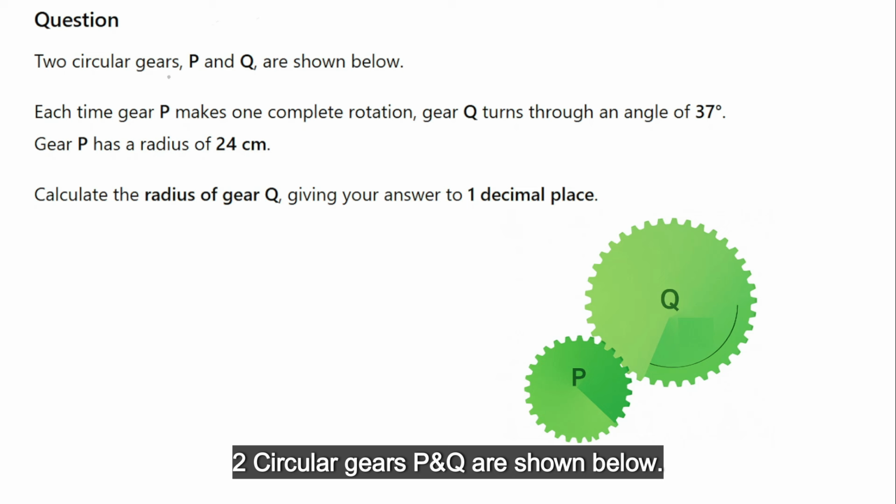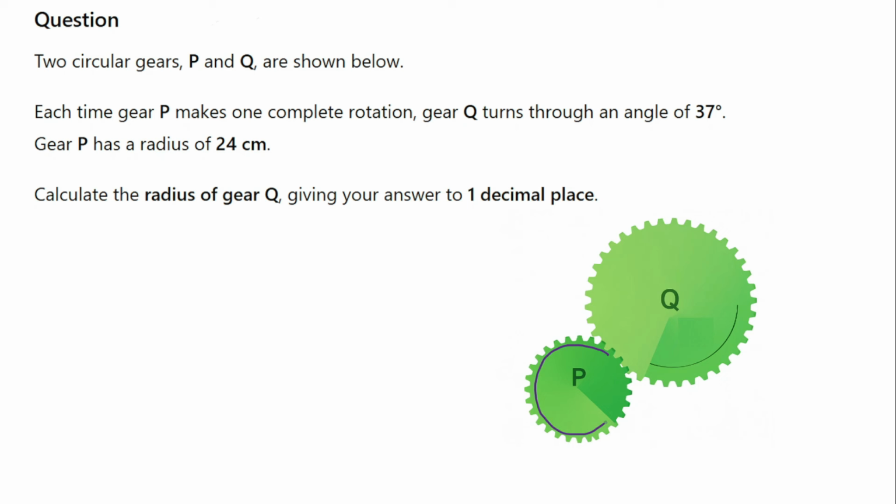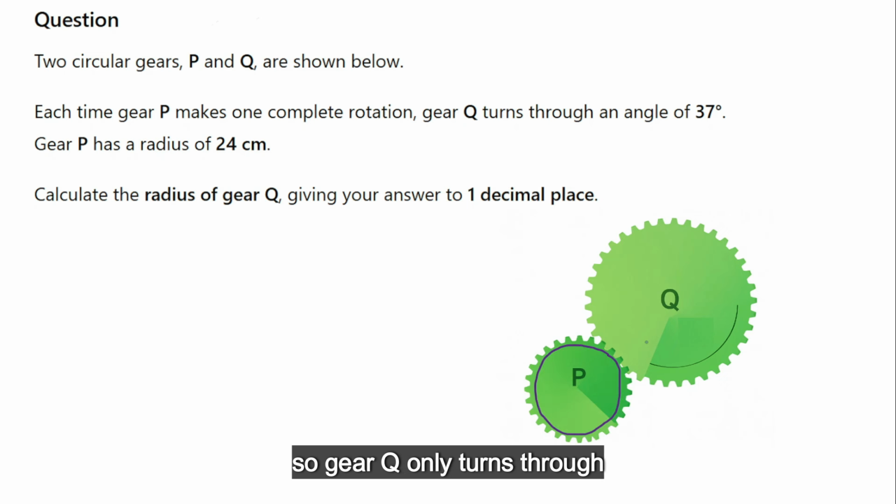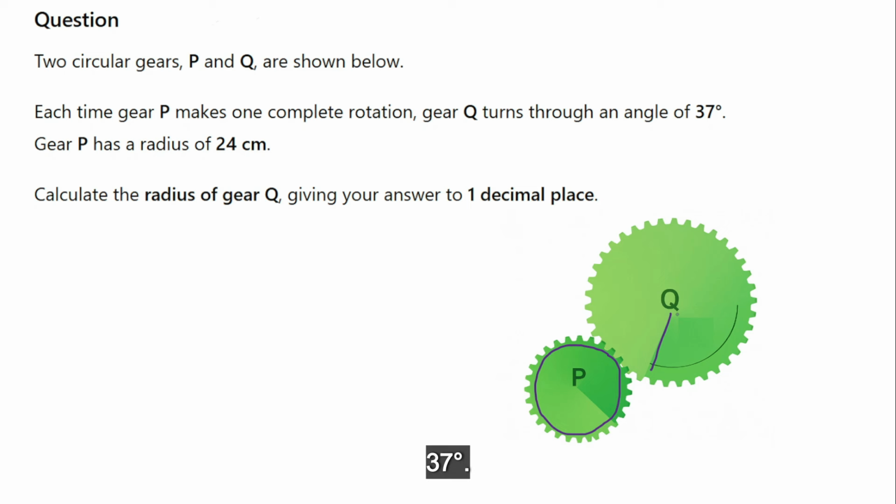Two circular gears P and Q are shown below. Each time gear P makes one complete rotation, so when P goes one complete rotation like that, gear Q turns through an angle of 37 degrees. Okay, so gear Q only turns through 37 degrees.